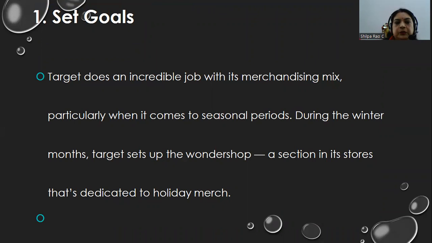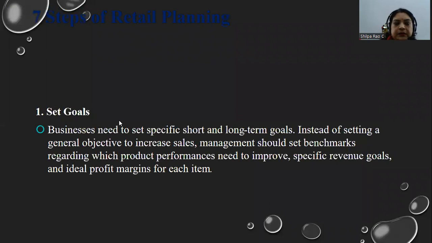So here, first and foremost, we need to set the objective: what is the product and what is the merchandising mix which we are going to offer to our customers. When we talk about set goals, the business needs to be very specific about what its short-term and long-term goals are. Instead of setting a general objective to increase sales, management should set up benchmarks regarding the product performance which needs to be improved, specific revenue goals and ideal profit margin for each item.